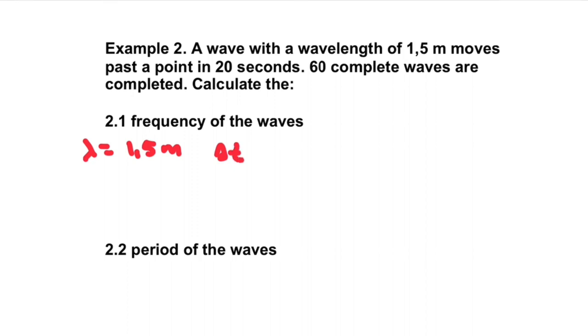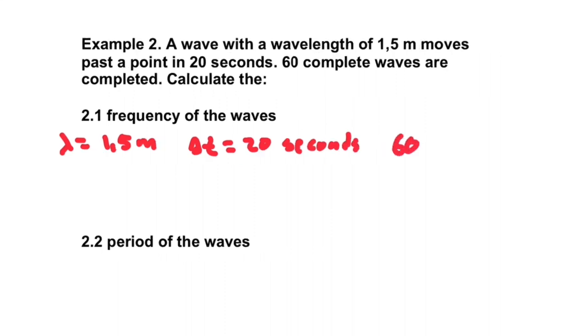And then we have some time taken. So we have delta t being equal to 20 seconds. We have 60 complete waves. And we need to determine the frequency. So the frequency is what we're interested in. Well, in order for us to find the frequency, we can use f is equal to 1 divided by the period. But as you can see, in our case, we don't have the period. So this equation is not going to work.